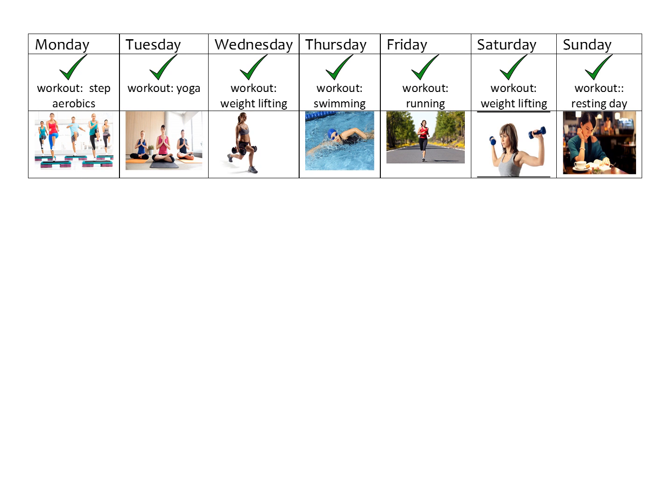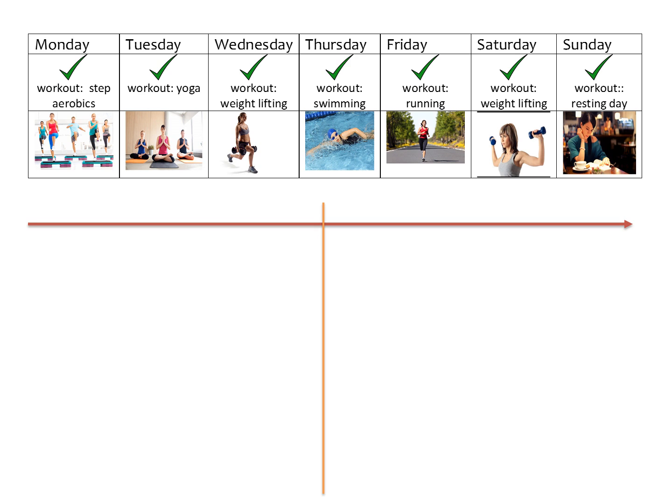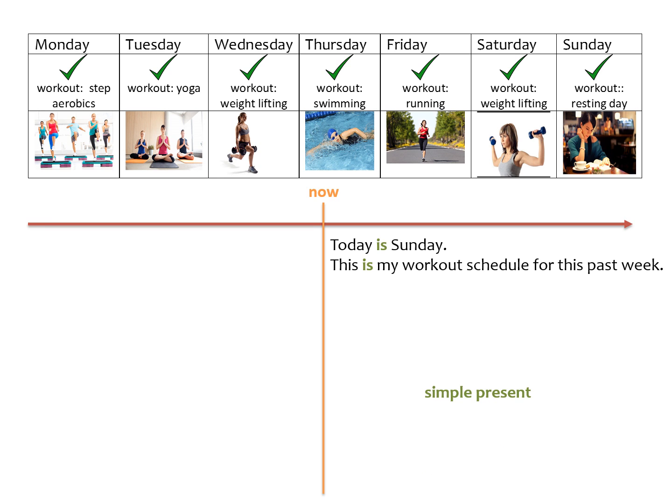First, let's take a look at my schedule for exercise. And let's also take a look at our timeline. So let's say today is Sunday, and in general, this is my workout schedule for this past week. Now in these two sentences, I use the simple present because these sentences express routines or facts.